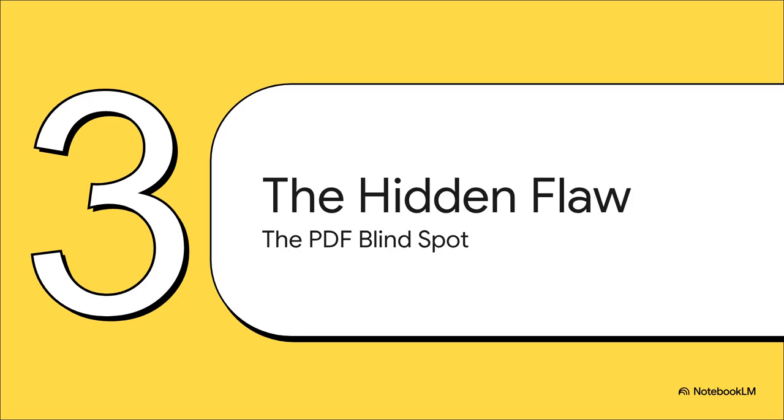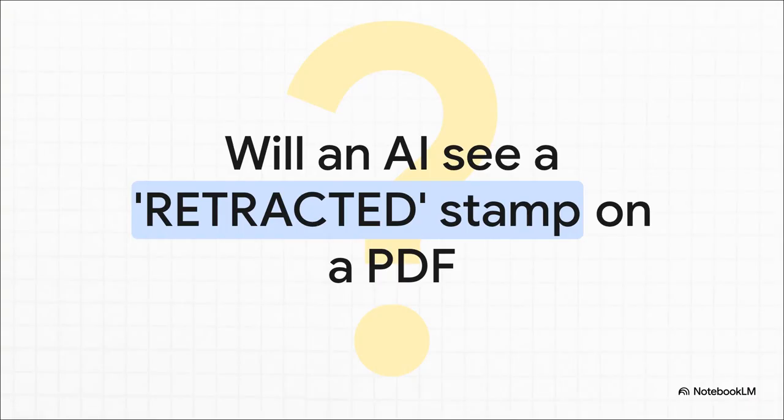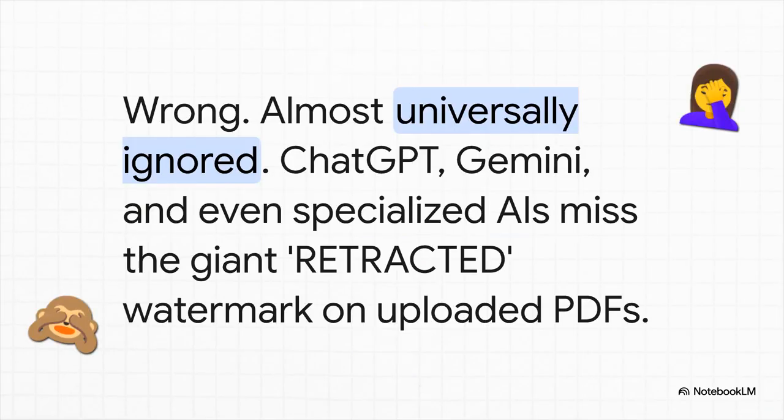What happens when we give it the source material directly, like when we upload a PDF? Now, you'd think this would be a total no-brainer, right? I mean, if you hand an AI a document that has the word retracted stamped in giant letters across every single page, it's going to see that, isn't it? That's a pretty hard visual clue to miss. Nope, wrong. Almost across the board, the AIs just ignored it.